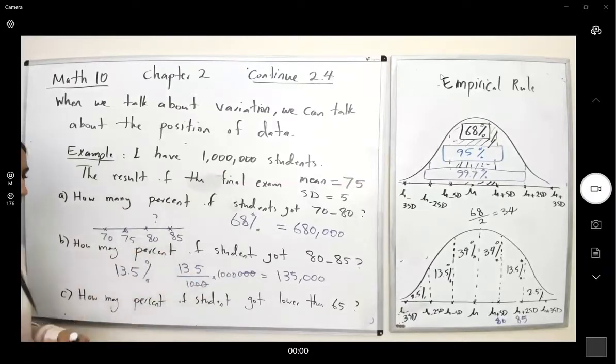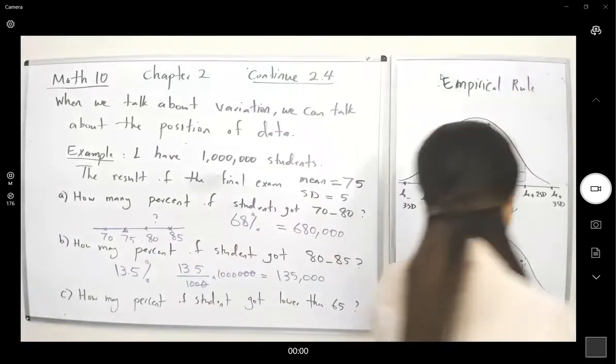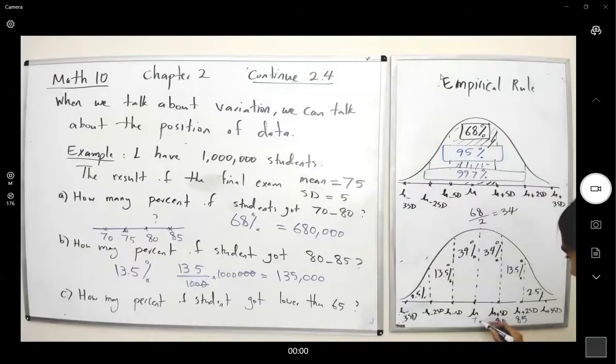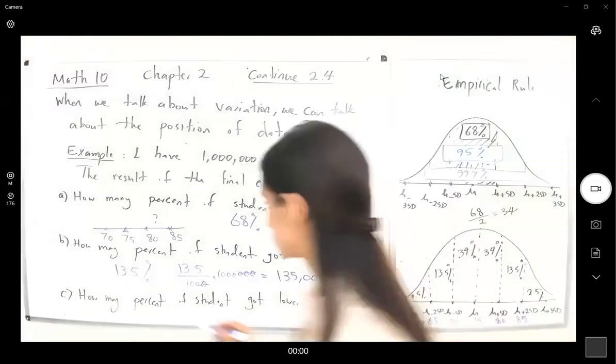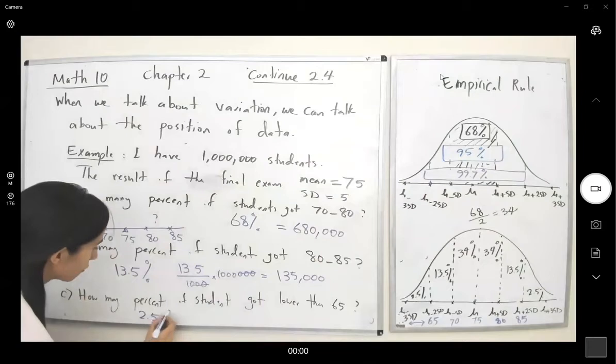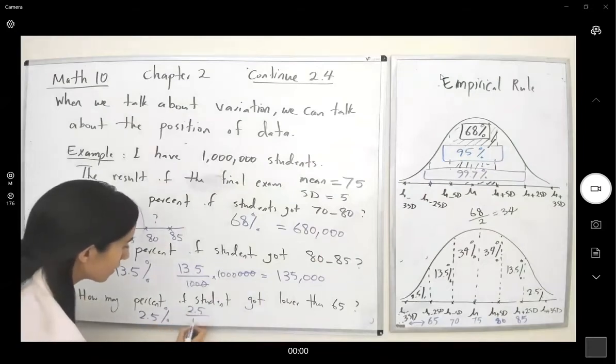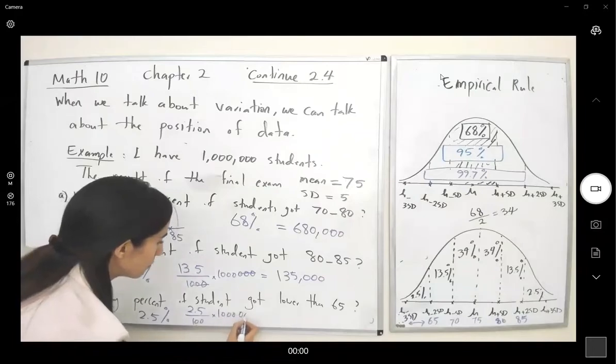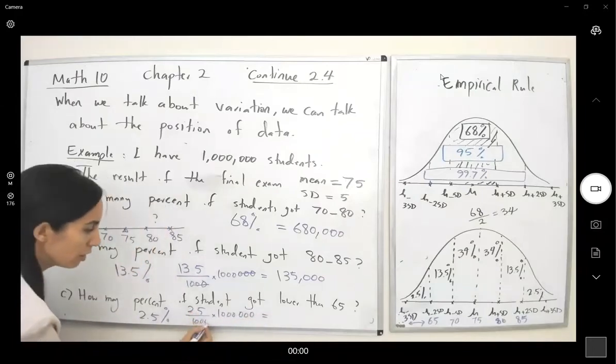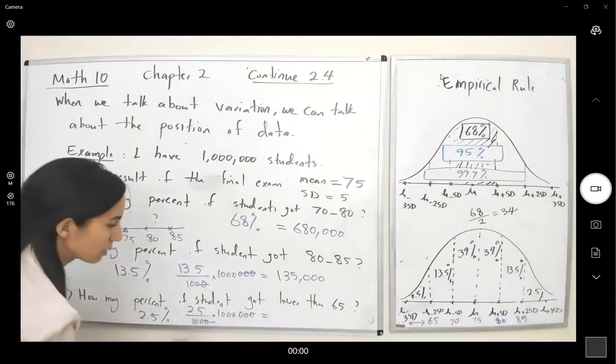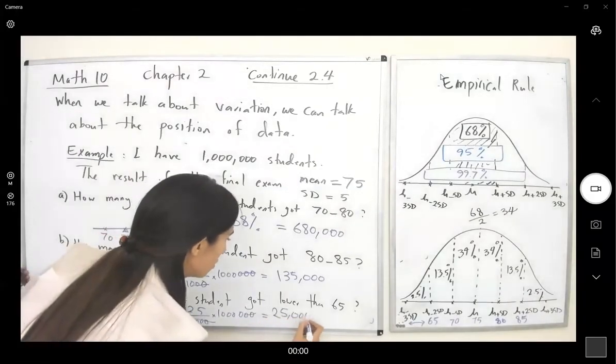And finally, how many percent got lower than 65? The mean is 75, one standard deviation gives 70, and two standard deviations is going to be 65. So it's going to be lower than 65. Here, 2.5% got lower than 65. 2.5% failed the exam. 2.5% of 1 million, cancel out 3 zeros, 3 zeros, 25,000 students.